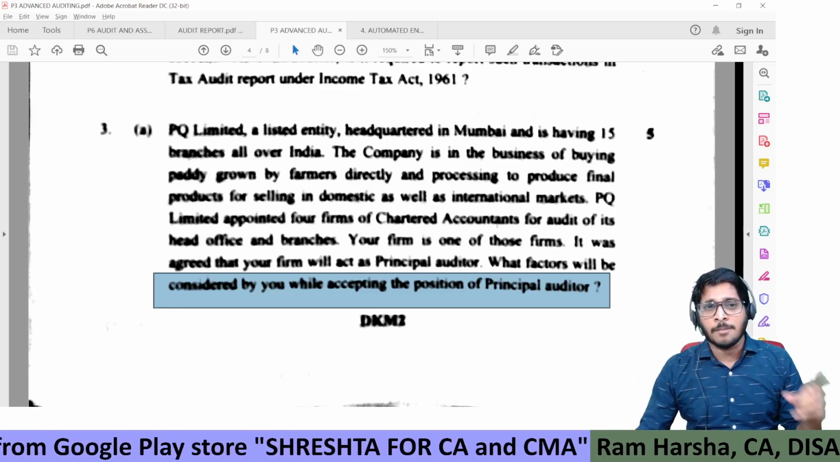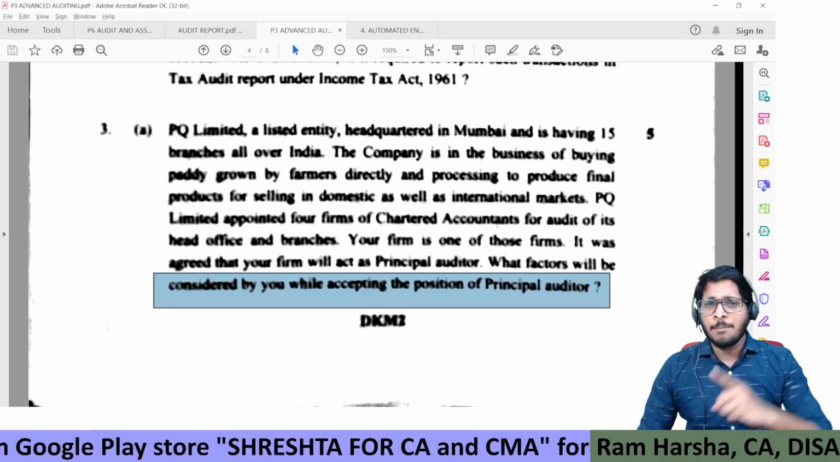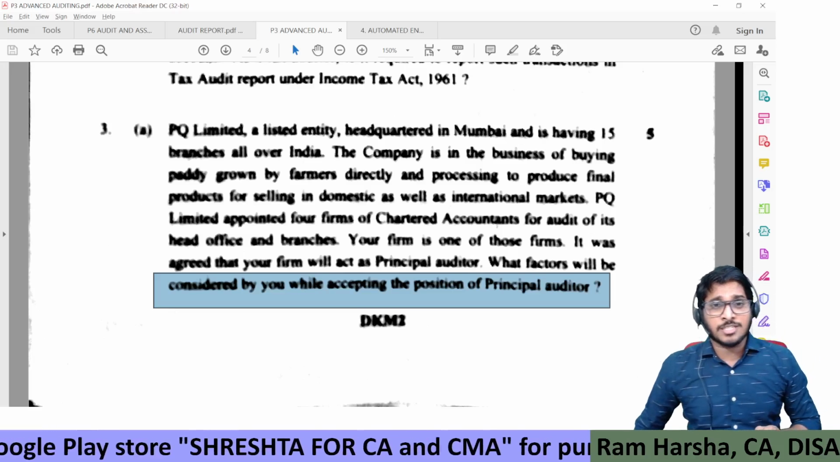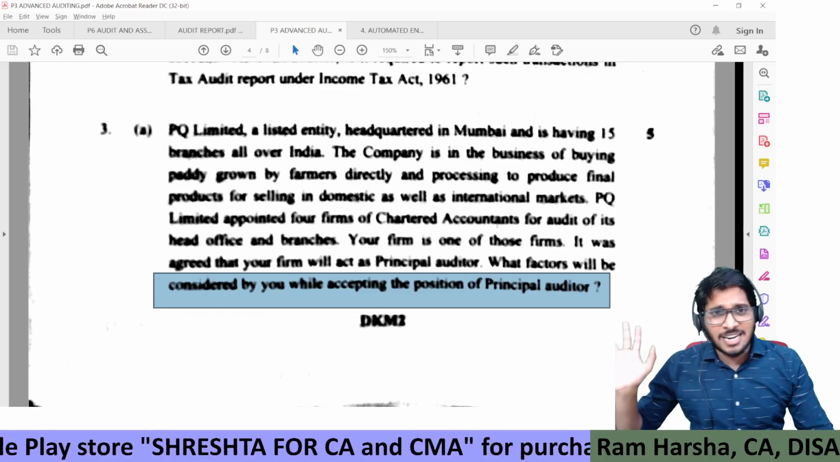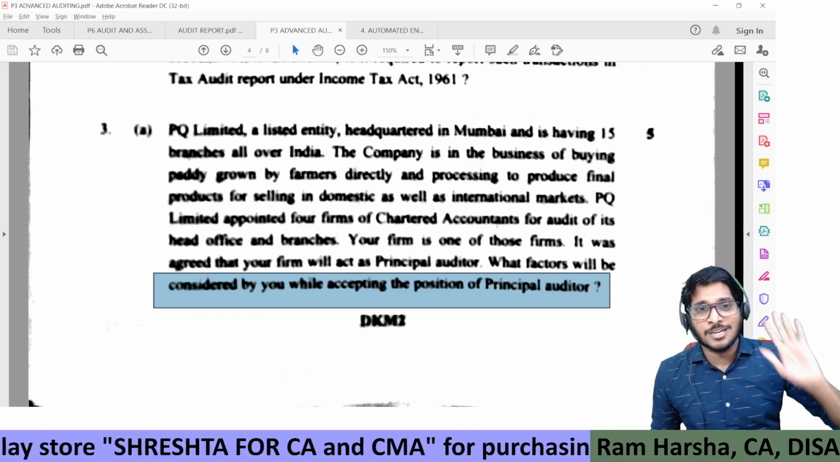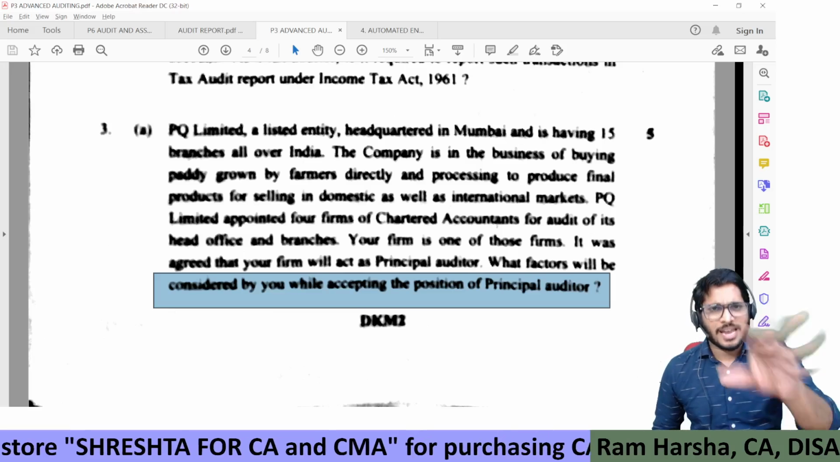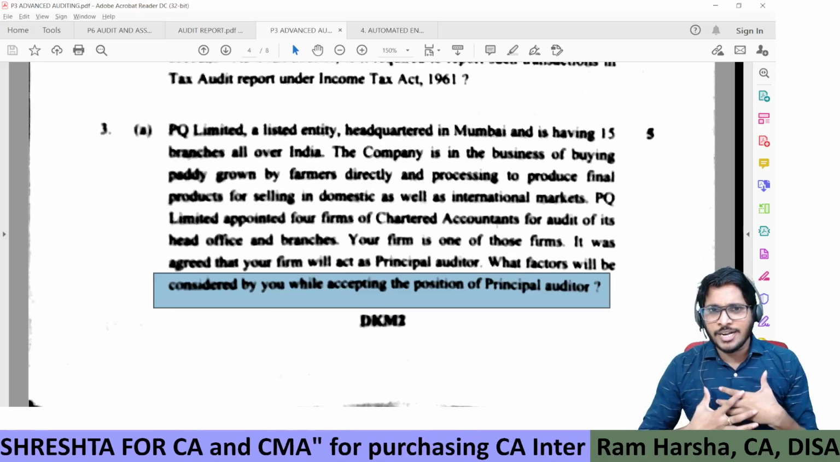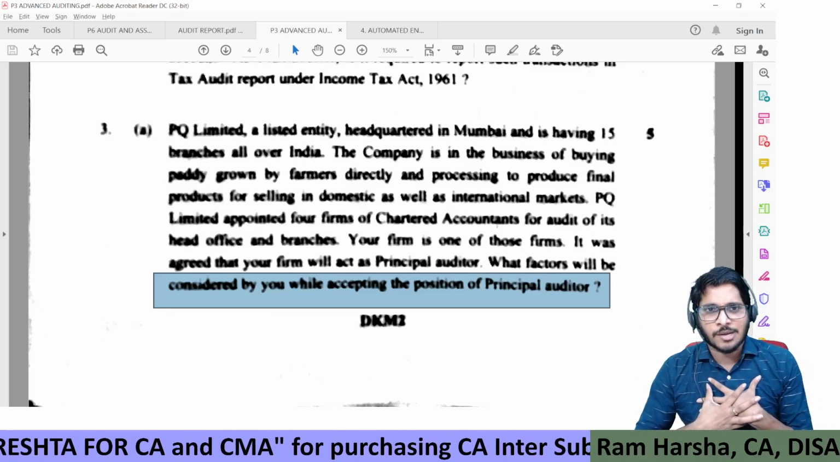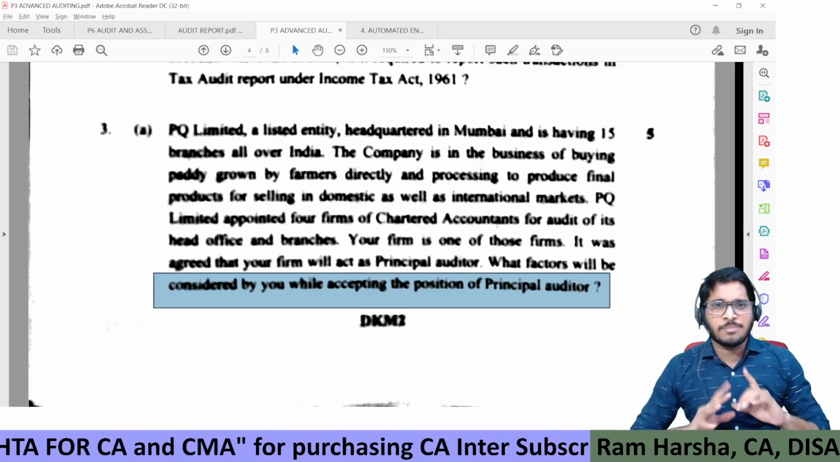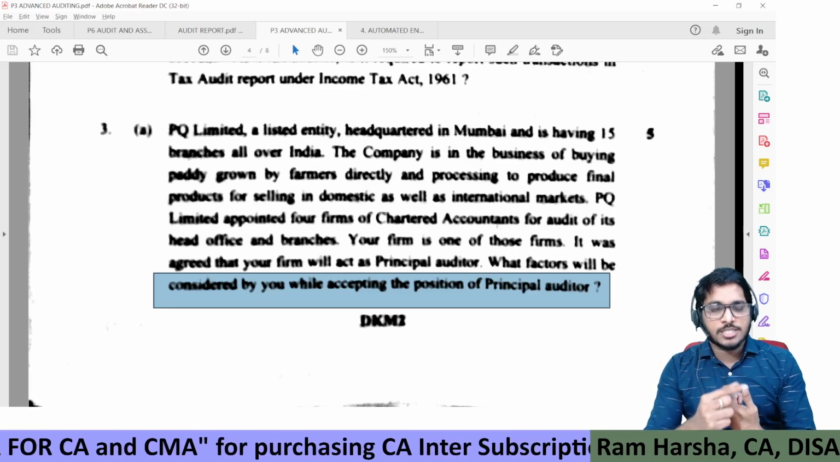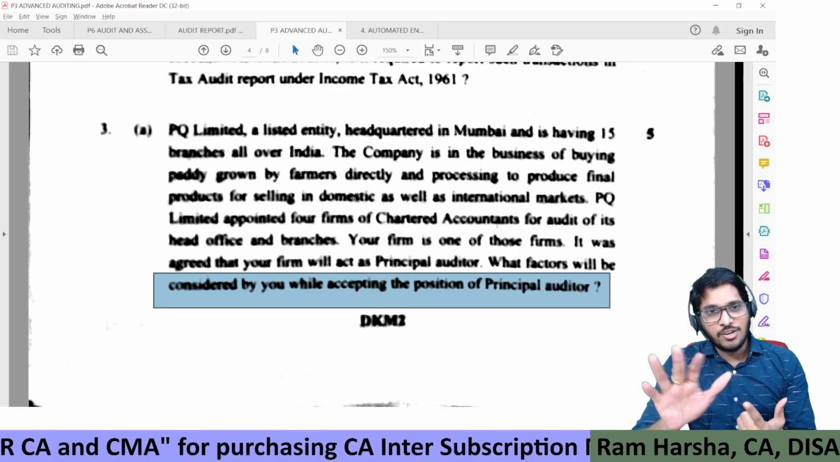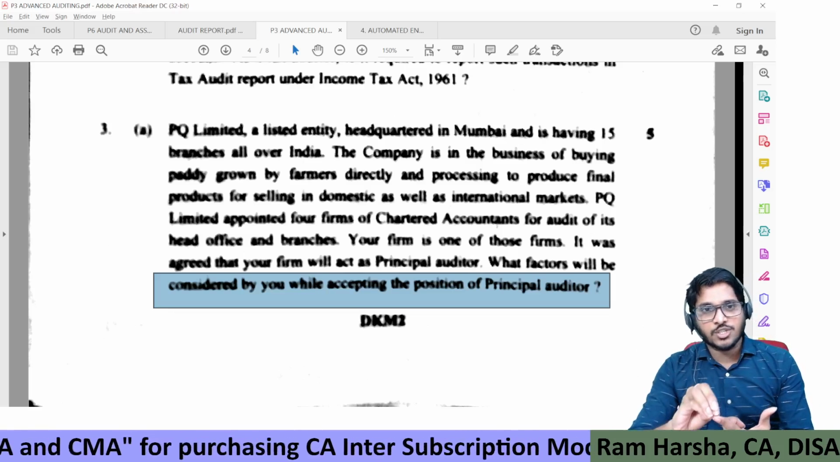That is conceptual learning. People misinterpret the word concept with sentence understanding. Understanding a sentence is not conceptual learning. Conceptual learning is completely next level. Another example I'll tell you. In CA final auditing, I'm taking auditing examples because my core subject is audit. I'm not very good in other subjects, so I'm taking audit. You would have understood the concept of peer review and quality review. I know you know what is peer review, you know what is quality review.